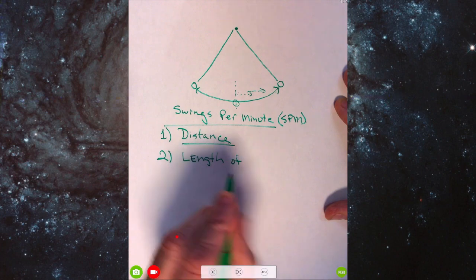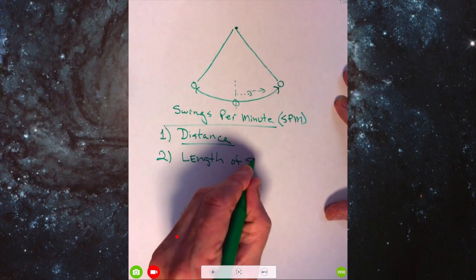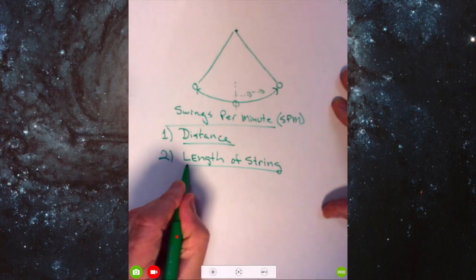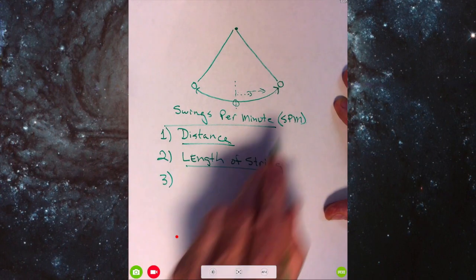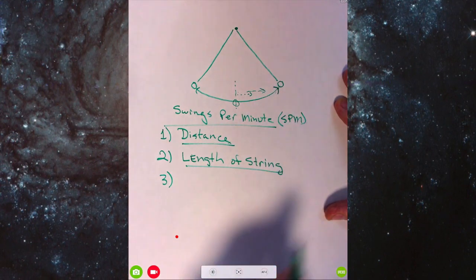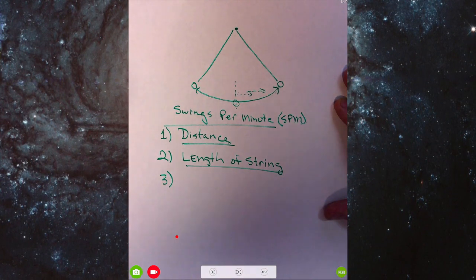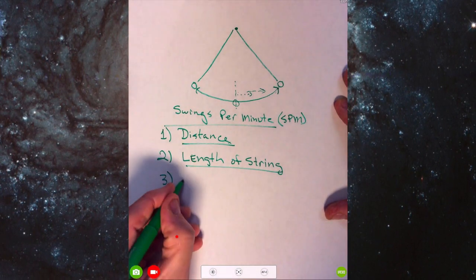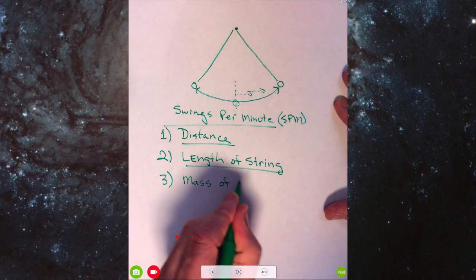And we're going to see what effect the length of the string has on how many times it swings in a minute. So write that down, the second variable of the pendulum. And the third variable of the pendulum is how much the object weighs that's hanging on it. Now that object is called the bob. A lot of times it's called the weight. So what is the weight of the weight? The weight of the weight. That sounds kind of weird. So we'll just say the mass of the bob.